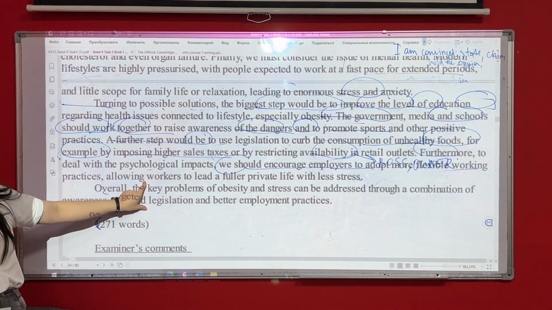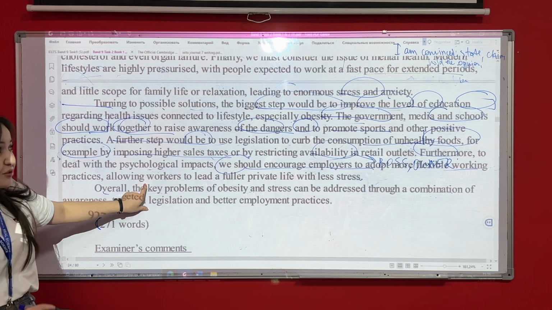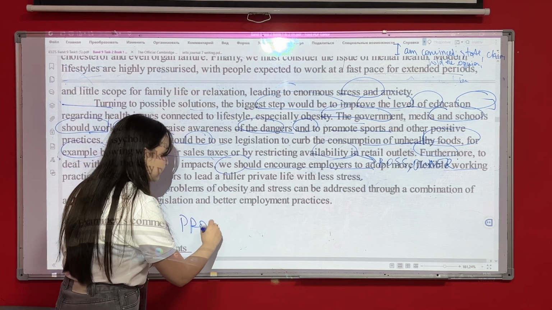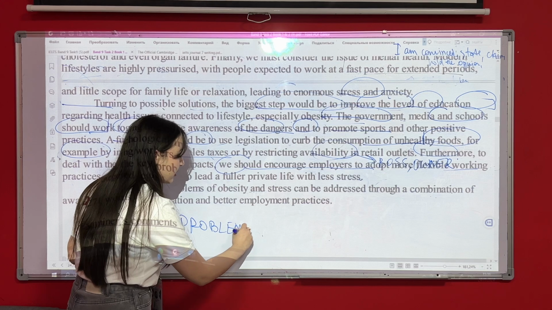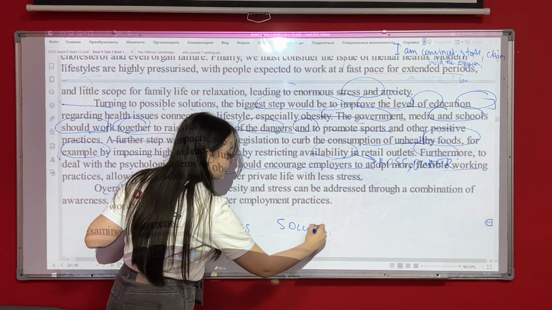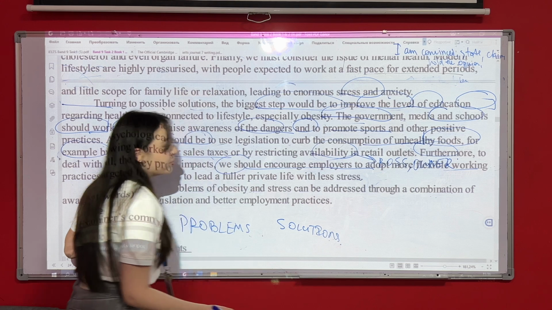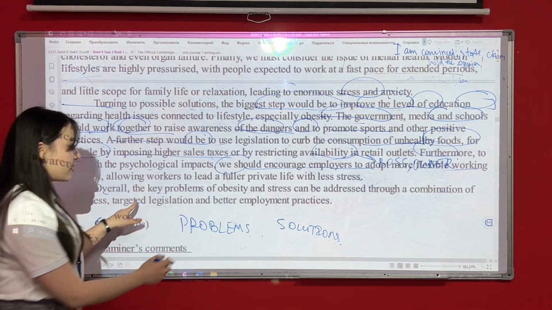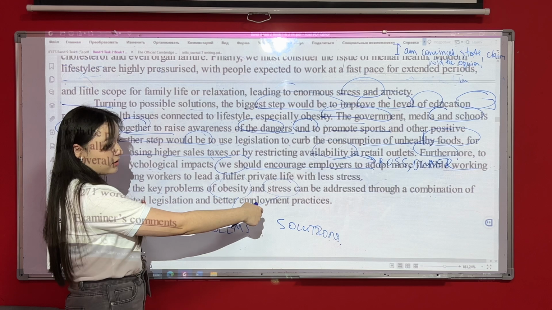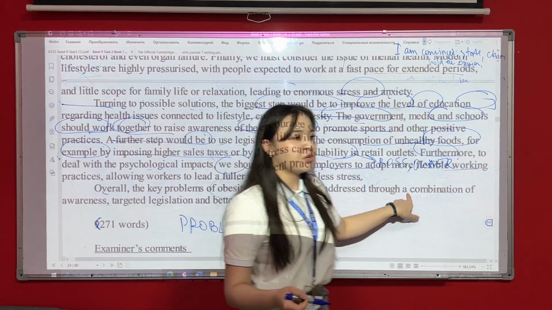Look here. So your task was to say what the problems are, right? And what the solutions are. Okay, what are the problems? Problems are obesity and stress, right? So these are the problems, and what are the solutions? Through a combination. What does combination mean?